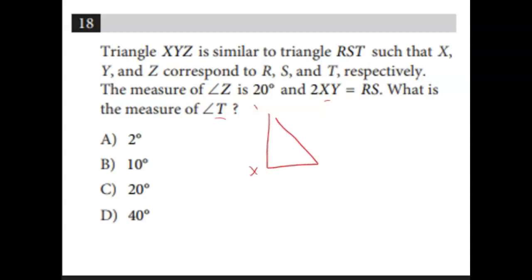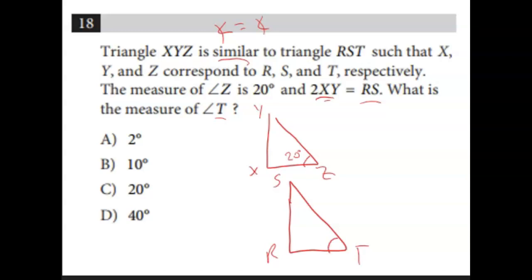So we know this is XYZ, and we know angle Z is going to be 20 degrees. And 2XY equals RS. What is the measure of angle T? So let's draw that triangle. They're similar triangles, and what this implies is that their angles are going to be equal to each other. So it's going to be RST is XYZ, so this will be RST. And it's asking us angle T.